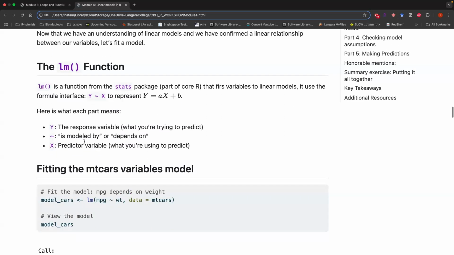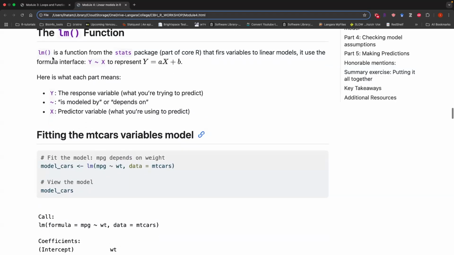Great. So now let's look at the function LM. This is our LM function. It's a function from the stats package, which you don't have to install because it comes straight with R when you install it. It uses the formula interface where we have Y something X. Note that here we don't use a comma, and we also don't have to put anything in brackets because we specify our data. So that's how we can use it.